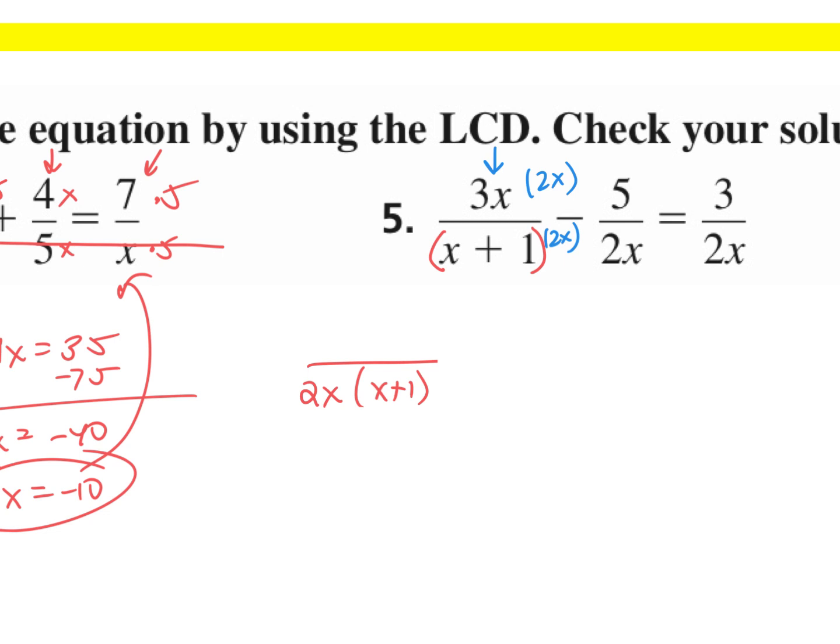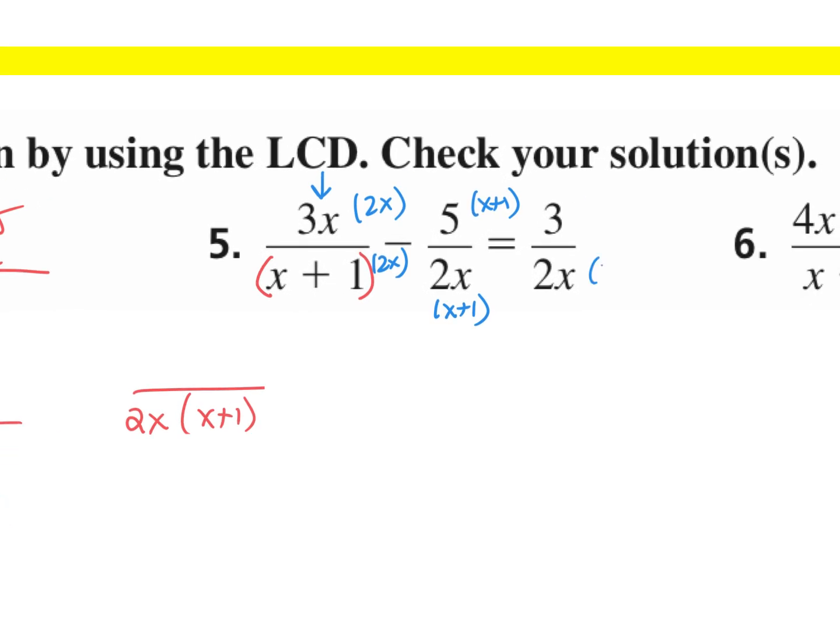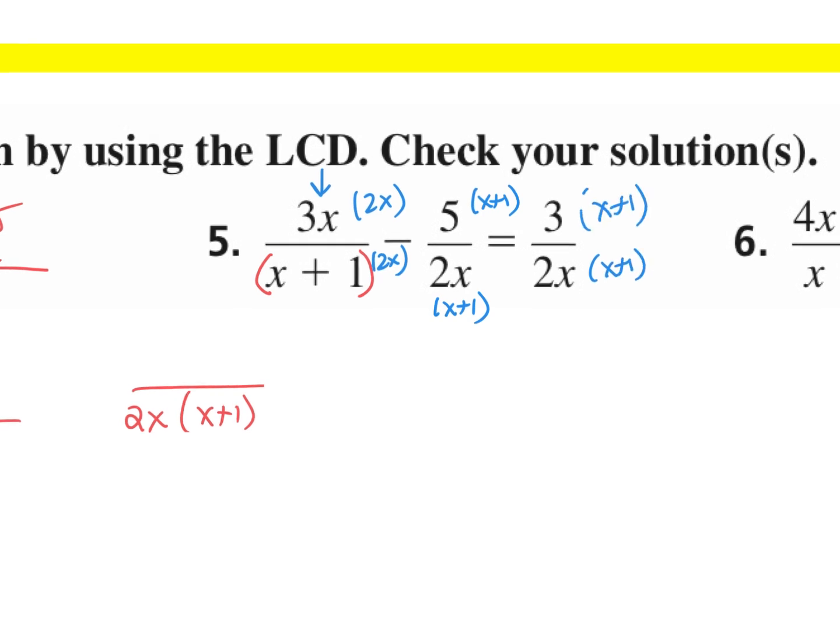The second fraction has the 2x. What's it missing? X plus 1. Good. And then the last fraction has the 2x. What's it missing? The x plus 1. Now that the denominators are the same, what can I do? Cross it off.